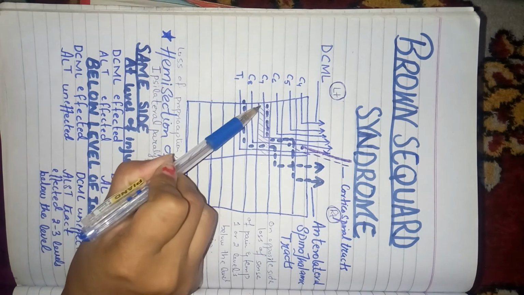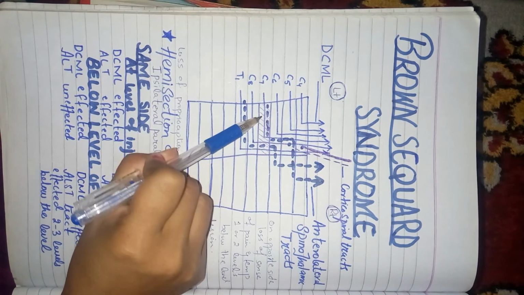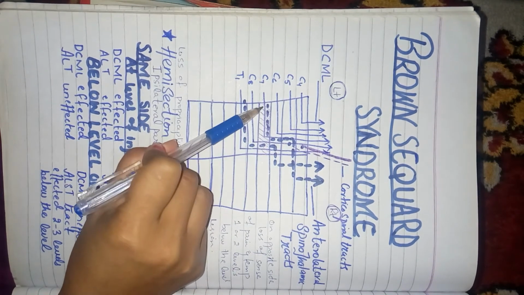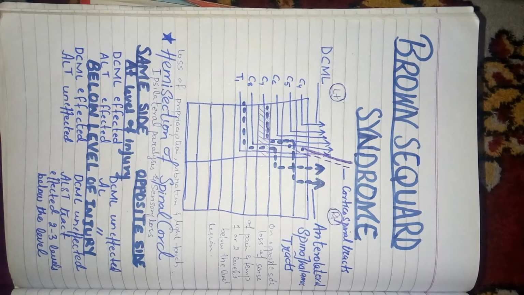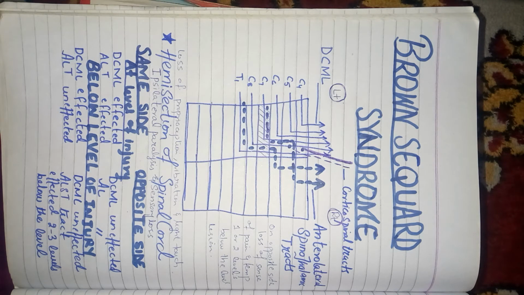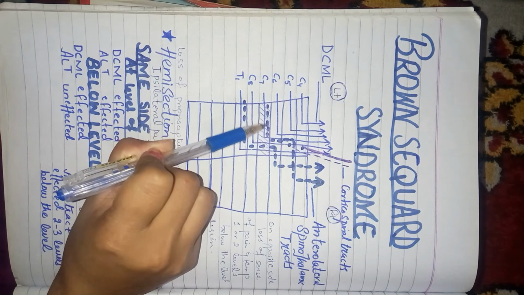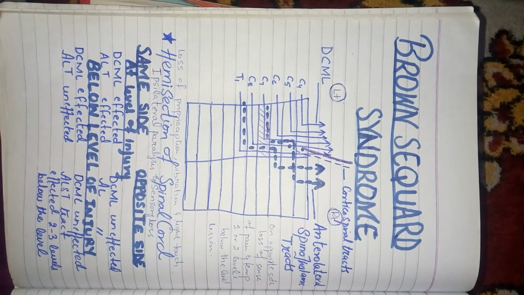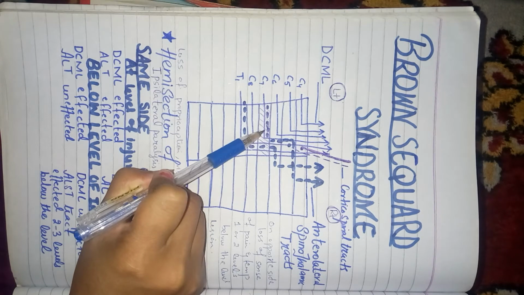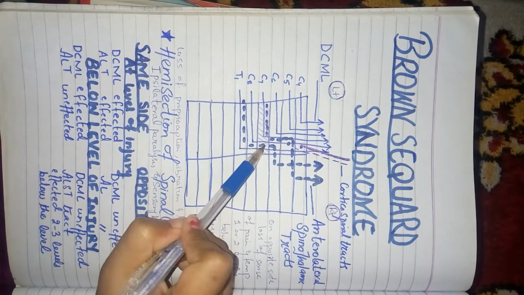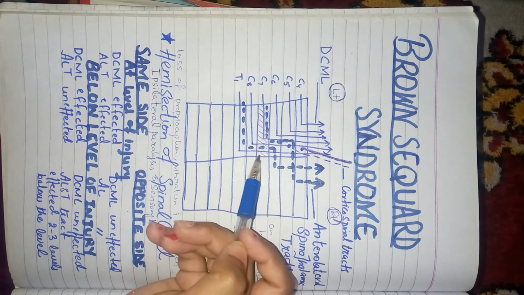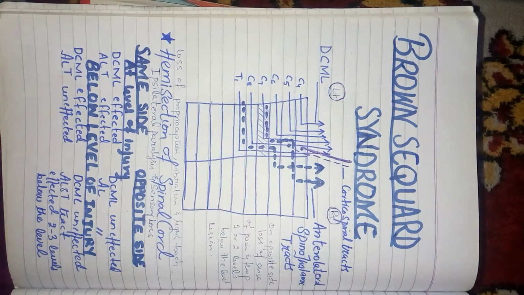For example, loss of the DCML tract on the same side of the lesion, at the level of the lesion, will result in the loss of proprioception, vibratory sense, and light touch, these three sensations being mainly lost. Other sensations carried by DCML tracts will also be affected. Second is the loss of the anterolateral spinothalamic tract. These tracts carry the sense of pain and temperature. So on the same side, at the level of lesion, there will be loss of the sense of pain and temperature. Third, the corticospinal tracts coming to this level will also be injured, so there will be paralysis on the same side of the lesion, at the level of the lesion.